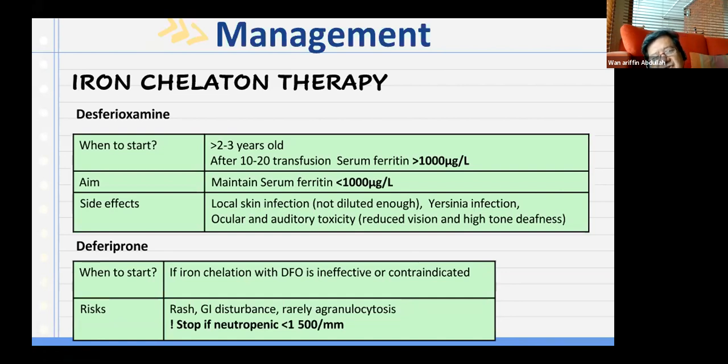If, for example, the serum ferritin is not coming down, or if the patient has cardiomyopathy due to iron overload, then you want to give aggressive treatment and you have to give both in combination. So if you want to give a single one to a young child, you give deferasirox. And if there is inadequate chelation, even though the dose is adequate and the ferritin is still high, you combine with desferrioxamine. Okay, next.